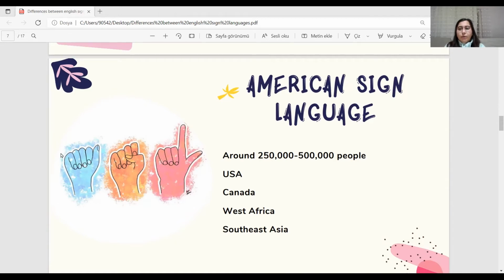ASL consists of various facial expression-specific signals, body movement, use of physical space, one-handed fingerspelling, and signing, which varies based on hand shape, palm orientation, location, and movement.